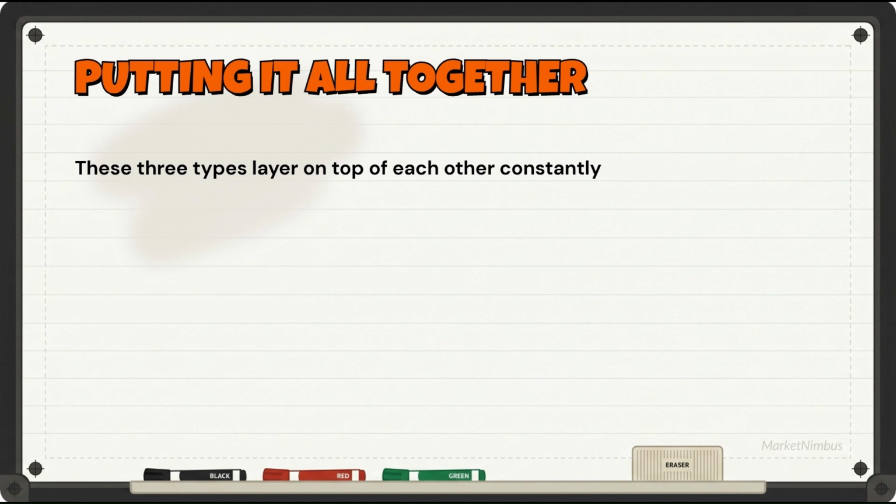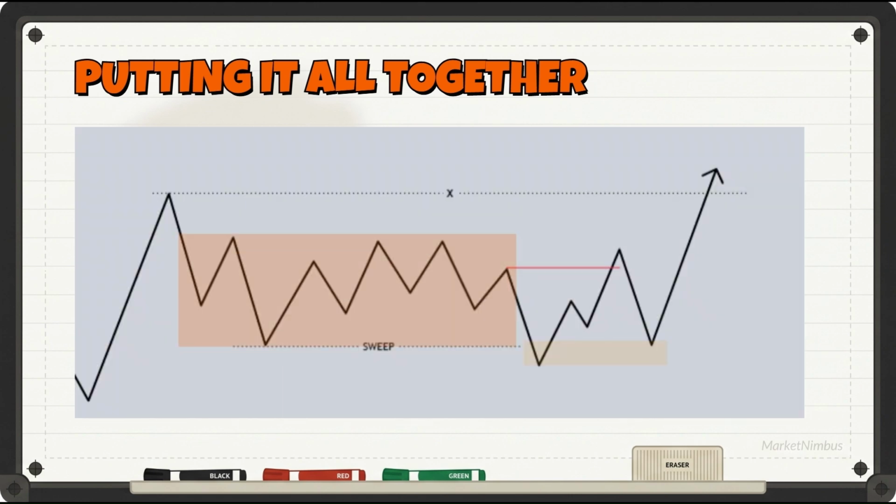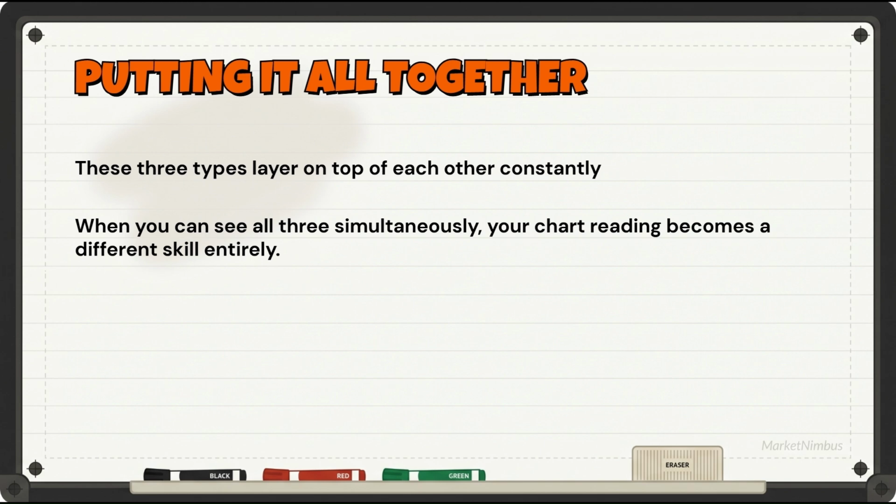In reality, these three types layer on top of each other constantly. A range forms, swinging high and low liquidity at the boundaries. Equal highs build near the top, equal lows near the bottom, adding extra order density. A trend line cuts across, creating another liquidity cluster retail traders are watching. When you can see all three simultaneously, your chart reading becomes a different skill entirely.